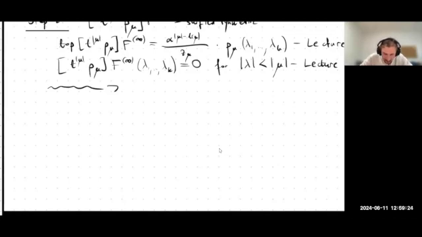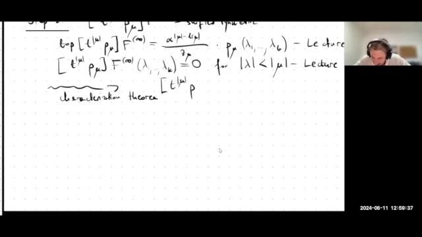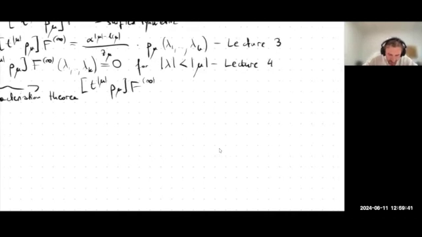So using the characterization theorem, our coefficient of F infinity must be equal to the Jack character. Okay.